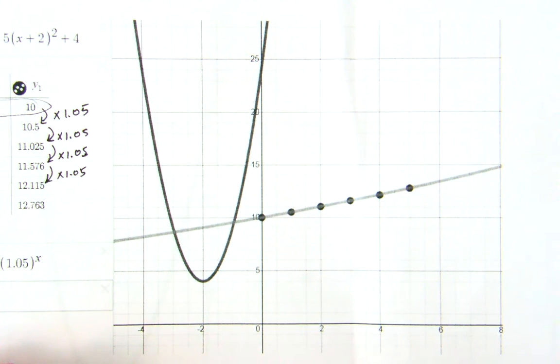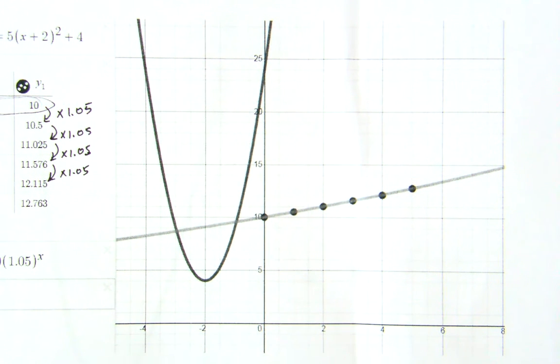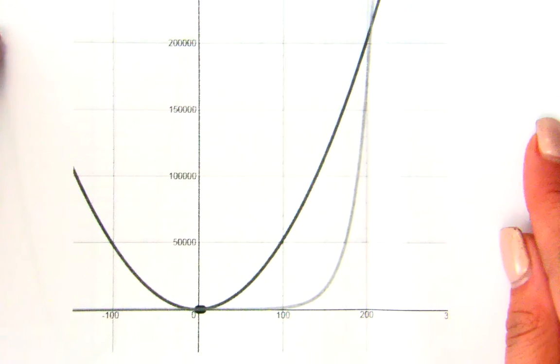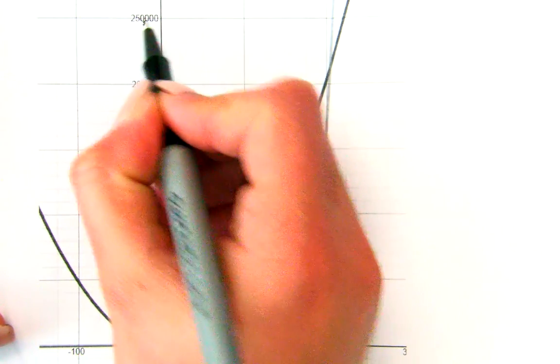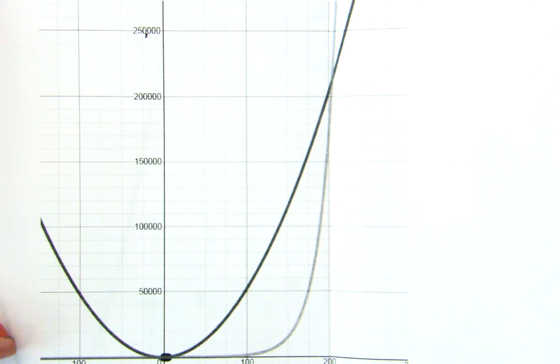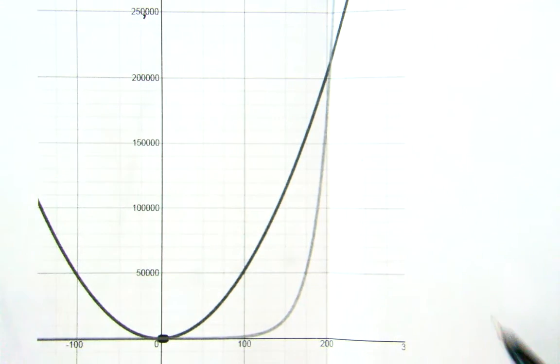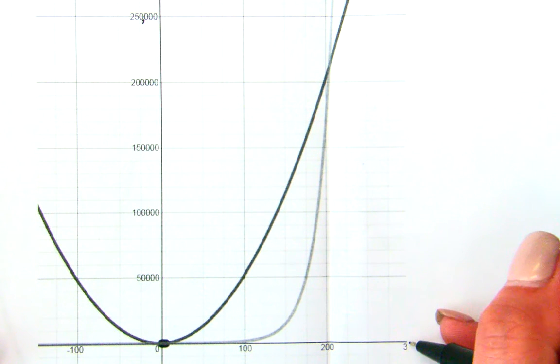I decided, okay, that's just not going to happen, because I know exponentials always end up winning, especially if you're trying to compete against the parabola. So I zoomed out and I changed my scale. And sure enough, changing my scale actually did help. I scaled the y all the way out to 250,000, and I scaled the x to 200-ish, or in this case 300, I think.